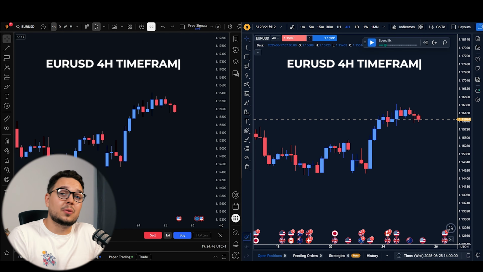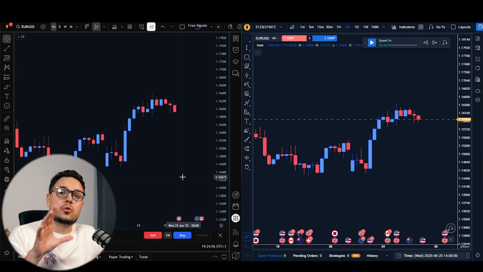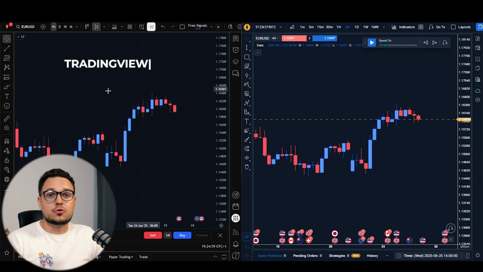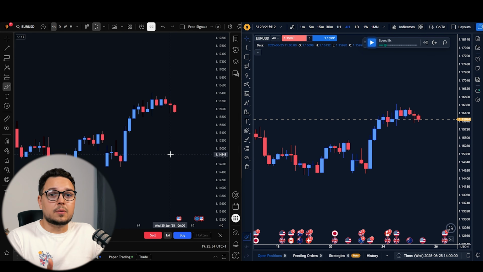Here's a quick example to show you what I mean. This is Euro US dollar on the 4-hour time frame, 1400 GMT, which is the exact time I typically trade. Now I've got two charts side by side. On the left is TradingView, on the right is the Forex testing software. As you can see on the 4-hour chart, it's pretty much identical, just the last candlestick over here is a little bit different, which is already an issue you don't want to see.